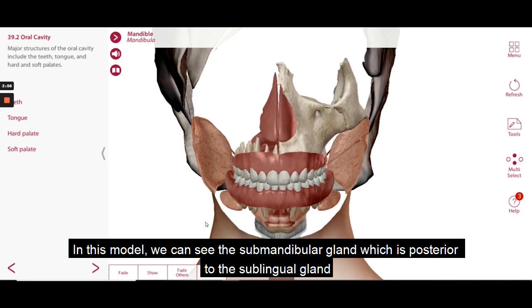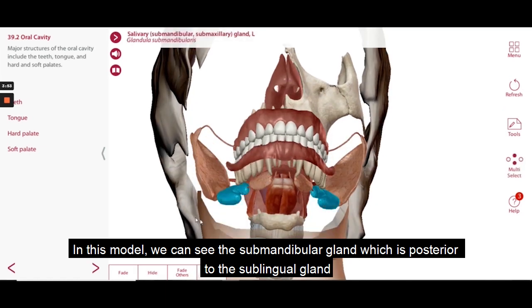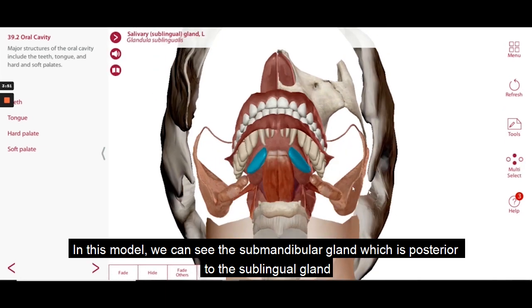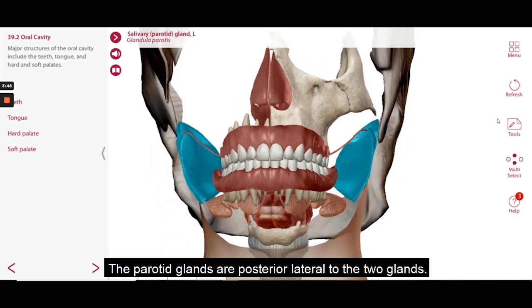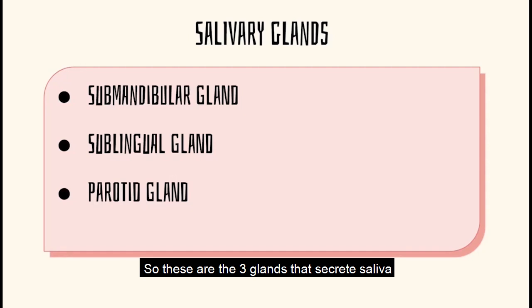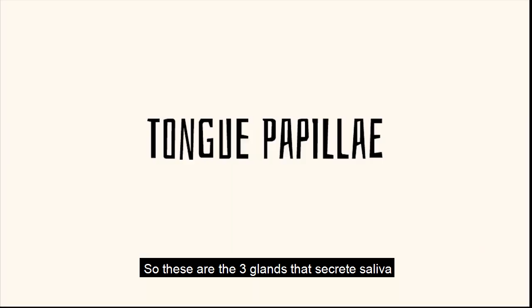In this model, we can see the submandibular gland, which is posterior to the sublingual glands, as you see here. And the parotid glands are posterolateral to the 2 glands. So these are the 3 glands that secrete saliva. Now let's look into the types of tongue papillae.